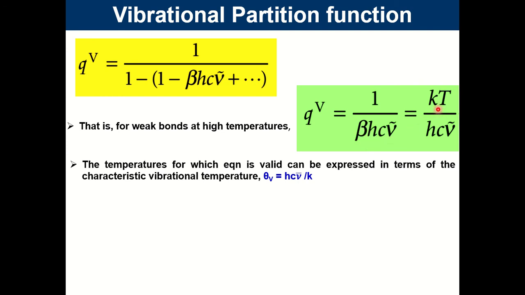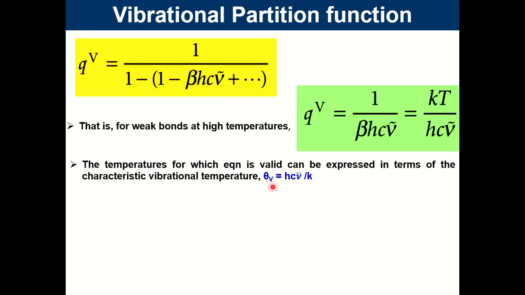So kT, if you can express it in this way, kT by hc mu bar, the temperature for which the equation is valid is now expressed as this. This is called the vibrational temperature, theta V. Again, we are trying to simplify the equation to get it in as simple a form as possible. So we are finding a temperature under which the approximation that we apply will be valid. This theta V defines the temperature.